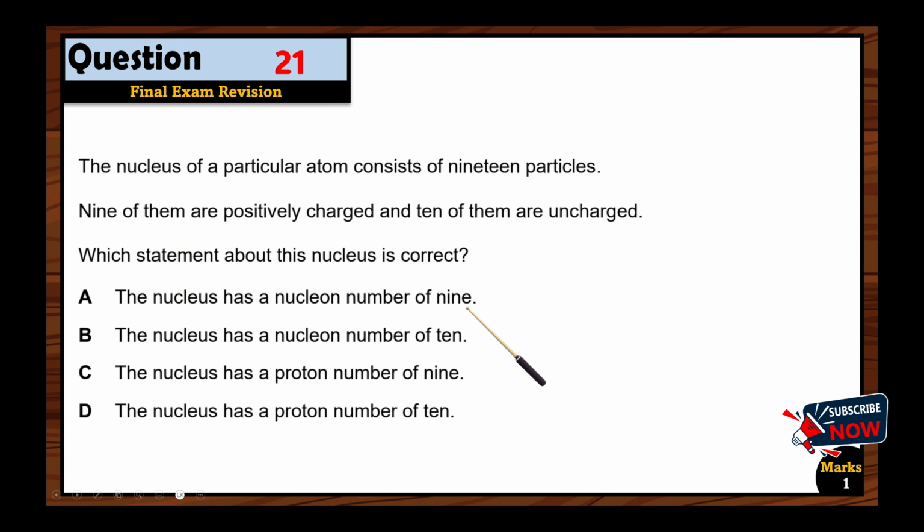The nucleus has a nucleon number of 9. That is wrong. Nucleon number and mass number are the same. Nucleon means proton plus neutron. So the nucleon number is actually 19. Okay, so this option is wrong. The nucleus has a nucleon number of 10. That is again wrong because it is 19. The nucleus has a proton number of 9. Yes, that's right, because the positively charged particles we have are 9. So option C is correct.